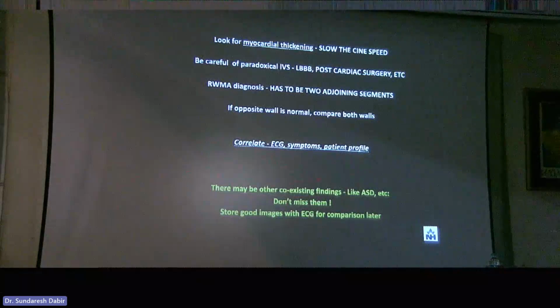And most often we do see that you get carried away by the wall motion, and you might end up not seeing small defects like an ASD or a small one. So you have to be careful. Don't miss them also. And very important, if you have the capabilities, if you have the facilities, always save these images, especially good images, which can be compared later. Wall motions can be dynamic sometimes, and we always need to have a good comparison. So always store these images with an ECG preferably, and that's how you should approach it.